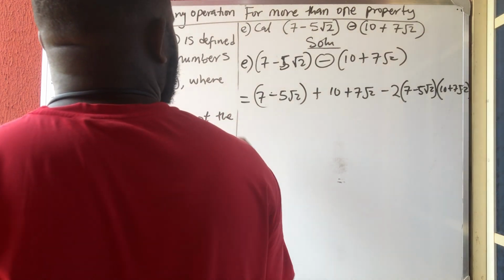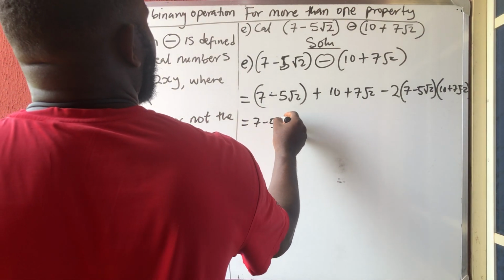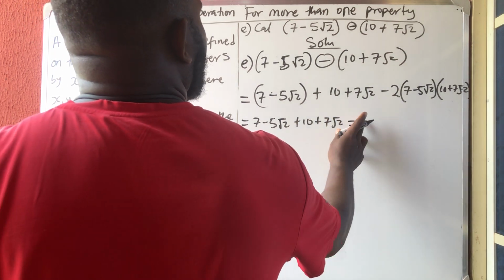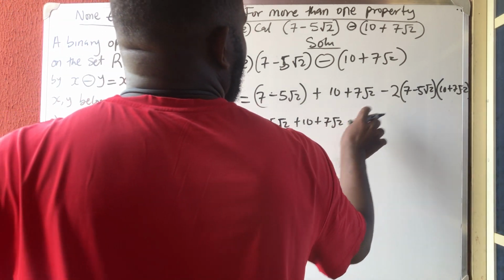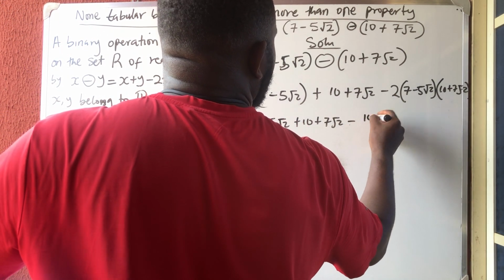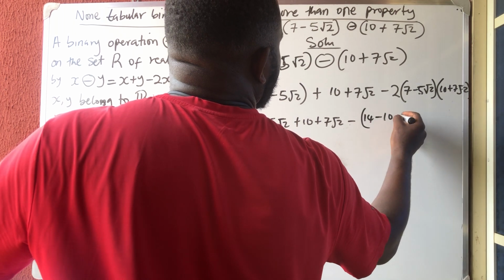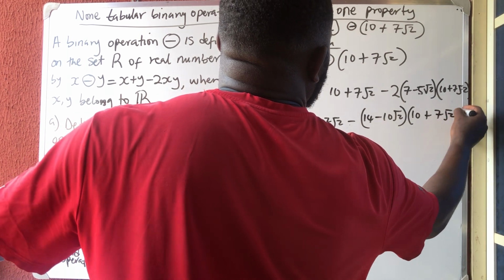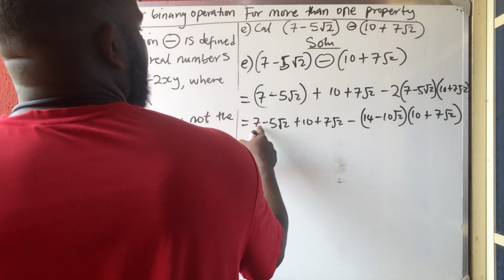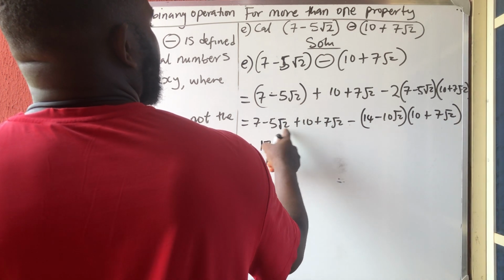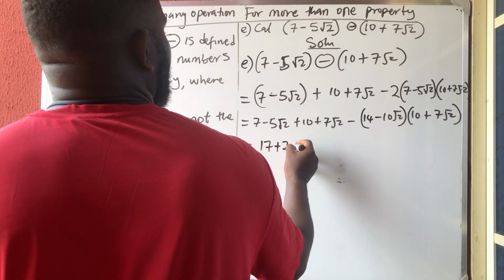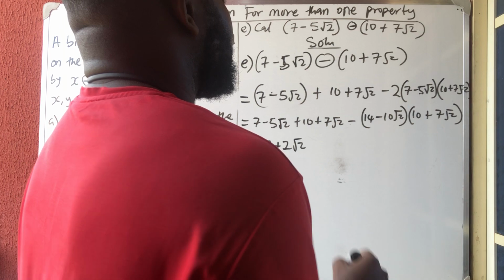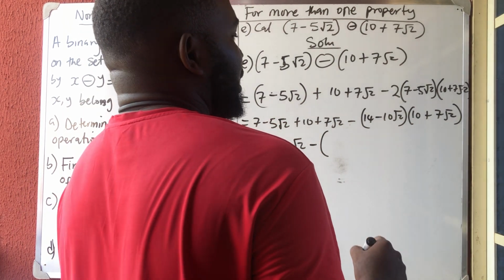So you have to clear the bracket. I'm having here 7 minus 5 root 2 plus 10 plus 7 root 2 minus, in fact 2 times this will give you 14. This time this will give you 10 root 2 times 10 plus 7 root 2. So let us clear the bracket. This plus this will give you 17. This and this will give you plus 2 root 2. Minus 5 root 2 plus 7 root 2 will give you plus 2 root 2. So I'm having minus in bracket of, now let us clear.